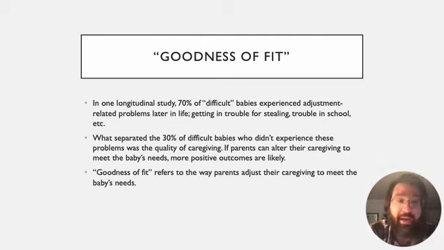If parents can't match their caregiving to the baby's needs, then we say we don't have goodness of fit there, and that's where we're going to expect some problems maybe to arise. So in one longitudinal study that they conducted, 70% of the difficult babies experienced adjustment-related problems later in life, like getting in trouble for stealing, trouble in school, delinquency, and things like that. That's a pretty significant number, right? So of those difficult babies, 7 out of 10 experience some more serious problems later in life.